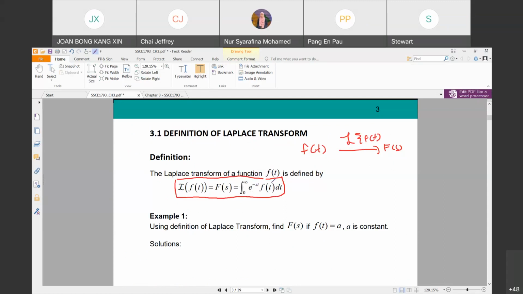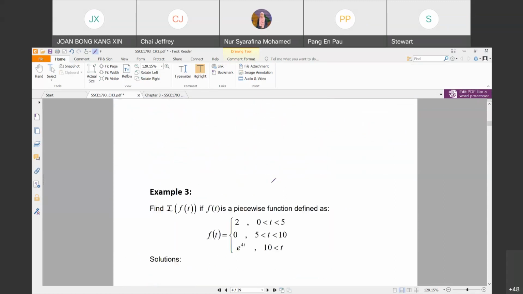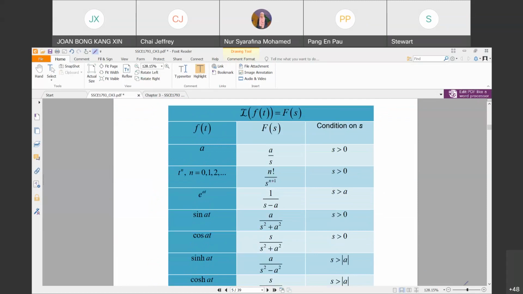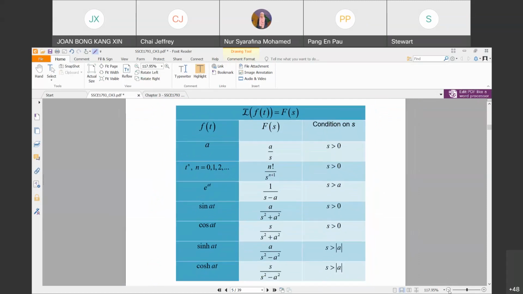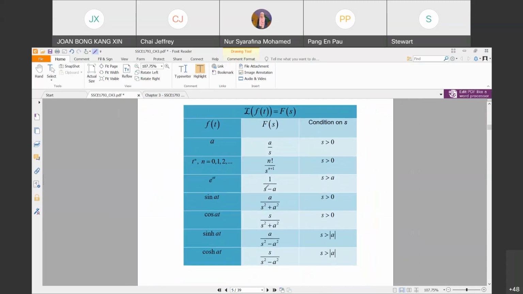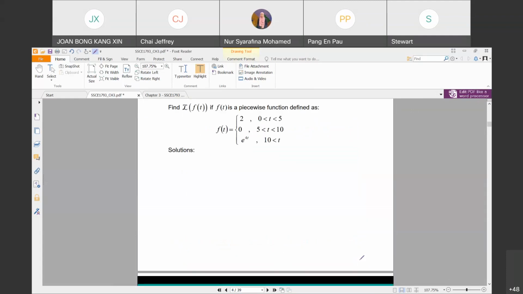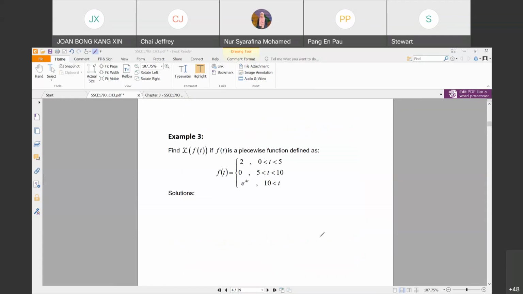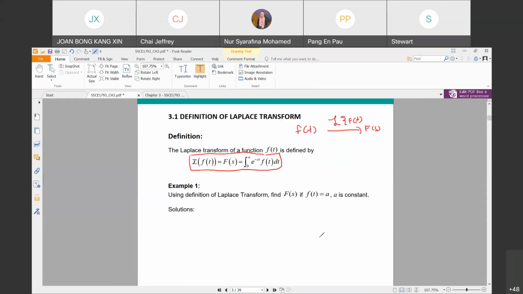Okay, so usually we are going to have the table of transformations, which is given in your formula list. But you need to know how to transform by using the definition, because sometimes you are asked how to transform by using the definition.